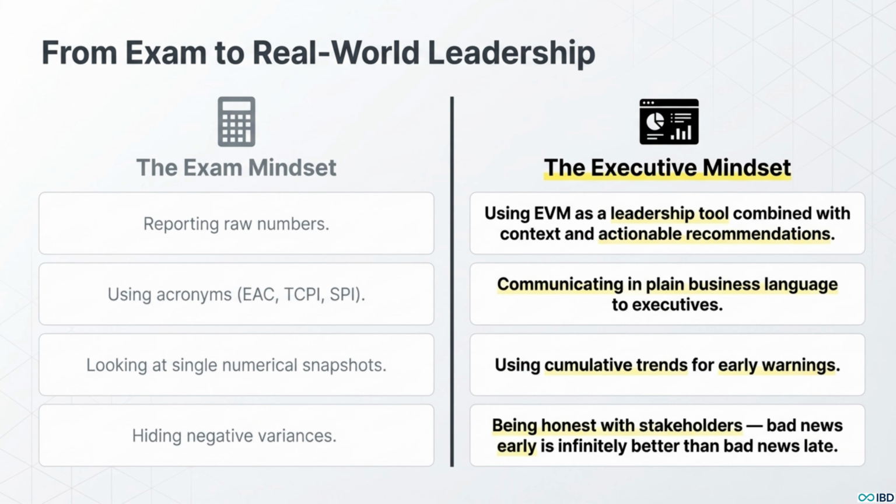That's the executive mindset. This is where you don't just give data. You provide context. You tell a story, you offer recommendations. You drop the project management jargon and start speaking the language of business value. You're not just looking at today, you're looking at cumulative trends to spot trouble coming a mile away. And maybe most importantly, you are ruthlessly honest with your stakeholders. Remember this, bad news delivered early is infinitely better than bad news delivered late. This is how you build trust. This is how you become a strategic partner.